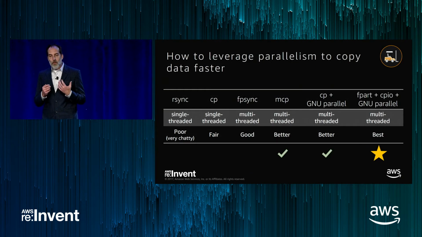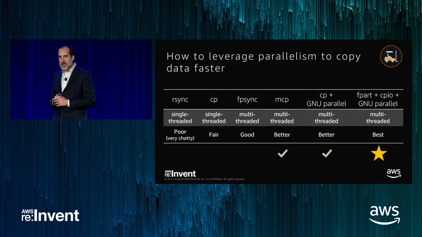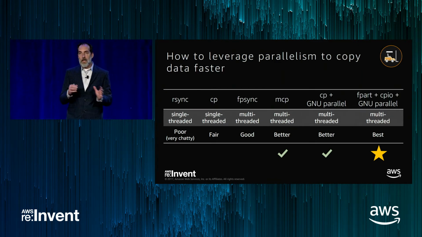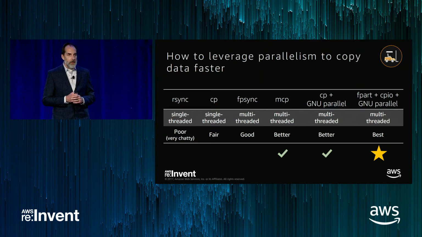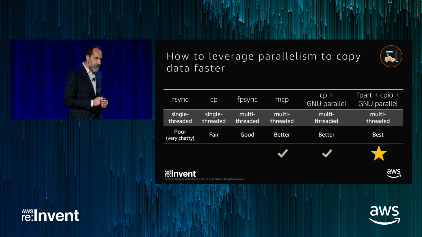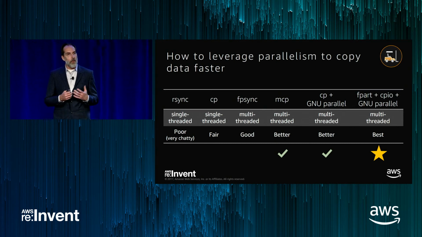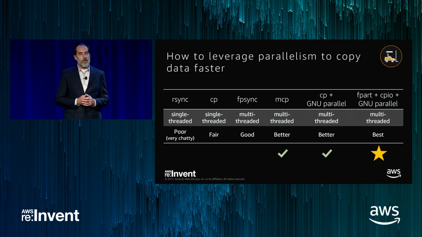So once you've identified the source data set and you've established connectivity between your source and EFS, this could be through Direct Connect, this could be through VPN, this could be maybe just within the cloud itself, maybe from an EBS instance. You need to look at what tools are most efficient to transfer that data over into EFS.